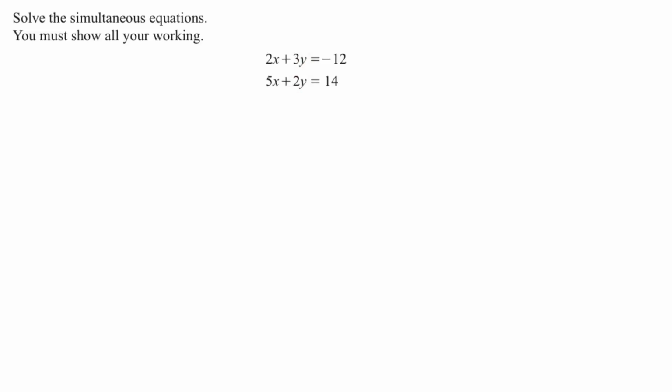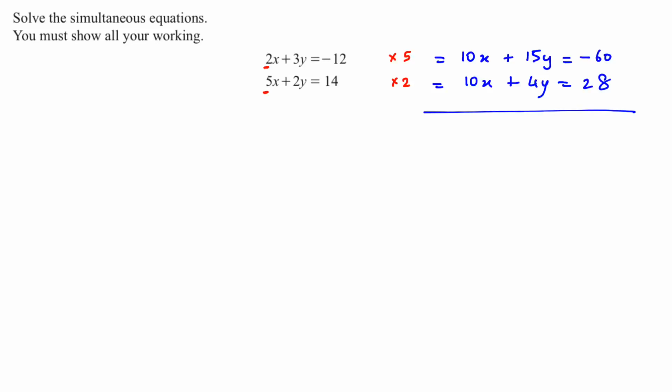So the first thing we'll do is make the coefficient the same for either x or y. I'm choosing x at the moment. So if I want to have the same coefficient, I will multiply the top equation by 5 and the bottom equation by 2. This will give us 10x, 5 multiplied by 3, 15y, and negative 12 multiplied by 5 is negative 60. 5 multiplied by 2, 10x, 2 multiplied by 2 is 4y, and 14 multiplied by 2 is 28.